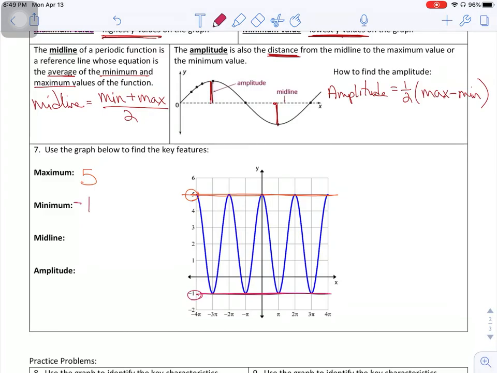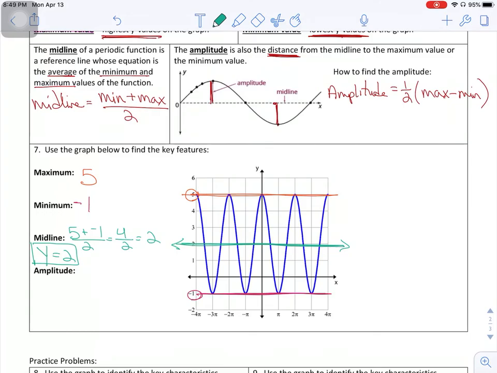Okay. Midline is the average of those two. So if I take 5 plus -1 and divide by 2, that would be 4 over 2, which is 2. So midline would be the line y equals 2. And midline is truly a line, so make sure you're writing it as y equals.